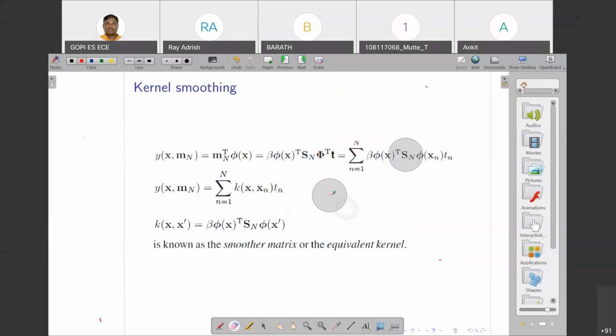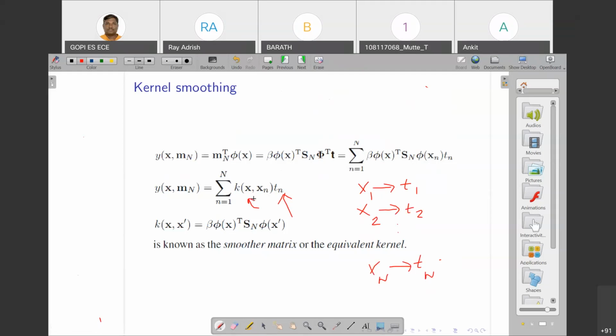This subscript n is the training data, and you have the corresponding target, right? So you have observation x1 and the corresponding target t1, observation x2 and then t2. So these are all the training data that we have, xn and tn. So this training data is available, and using it you are smoothing, trying to find out the value of y of x using this kernel function.